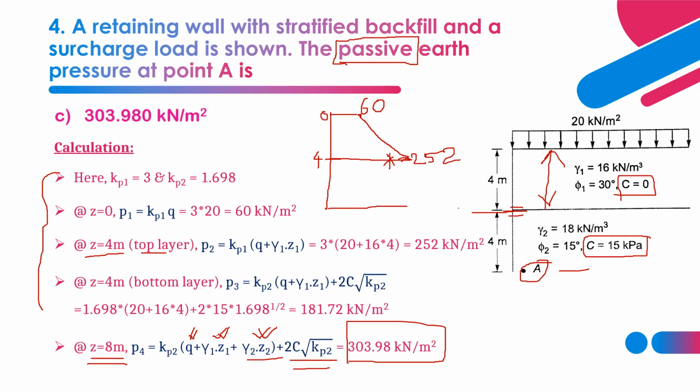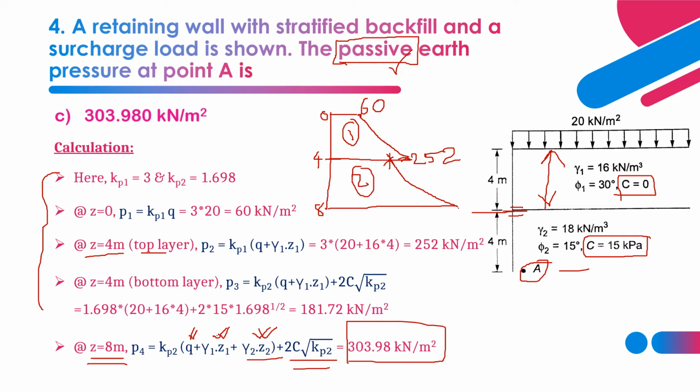So this is the pressure varying diagram. This is the first layer and this is the second layer, and this is the active earth pressure varying diagram. Sorry, passive earth pressure varying diagram in case of this question. In this question, they have clearly mentioned passive earth pressure. So accordingly, we have calculated.